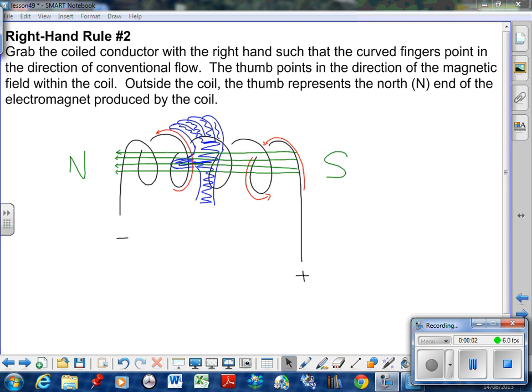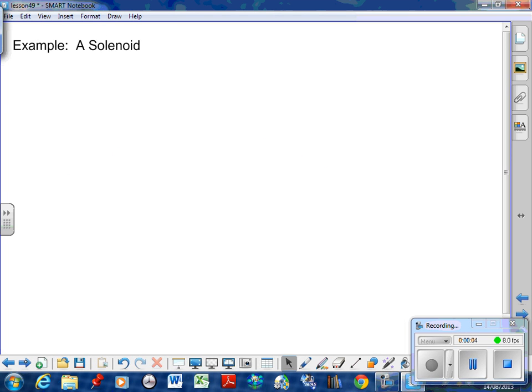Okay, so taking this right-hand rule forward, looking at an example, something called a solenoid. You'll find them in vehicles, in starters, and you'll also find them in the doors of your car, the electric, the automatic locks. So basically, I'm going to take that coil, so I'm just going to draw a small version up here.